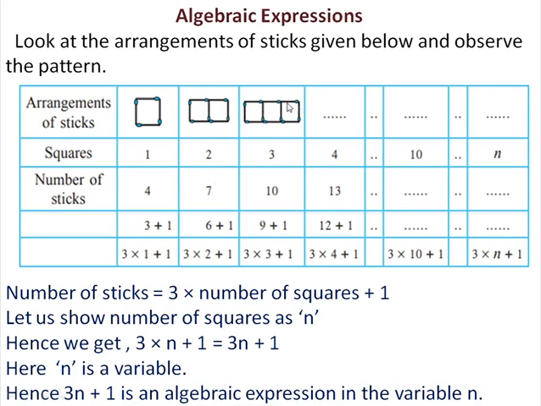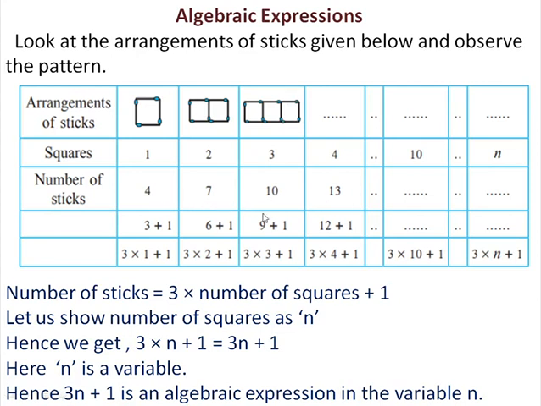Now, if you add 3 more sticks to it, you will get 3 squares. How many sticks in all are used here? 1, 2, 3, 4, 5, 6, 7, 8, 9, 10. So, by using 10 sticks, you get 3 squares. So, if you add 3 more sticks here, you will get 4 squares. That is 10 plus 3 is 13.